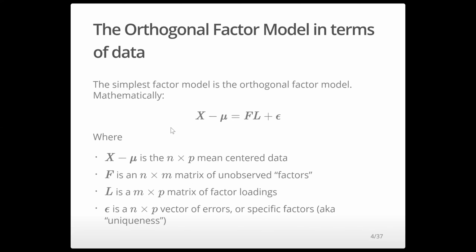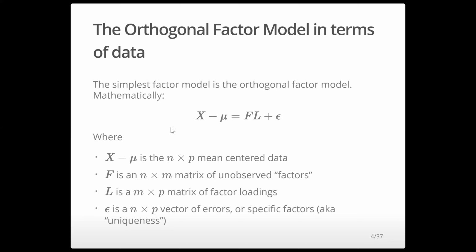So the simplest factor model is the orthogonal factor model. When we think in terms of the data, we could think about it as modeling the mean-centered data, so that's n by p, based on a matrix of unobserved factors. So these are unobserved variables. In this case, we have m unobserved variables, so we have an n by m matrix. And then we have factor loadings, which is an m by p matrix. So these are the coefficients that you multiply the factors by to recapture the correlated parts of the original data.